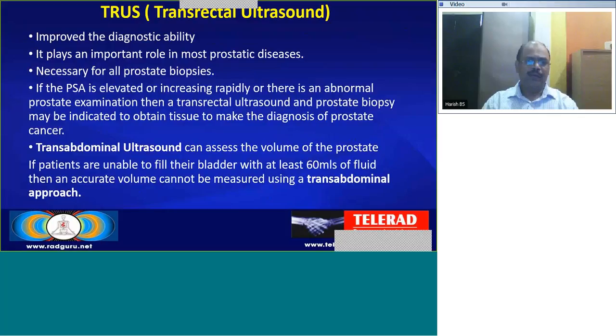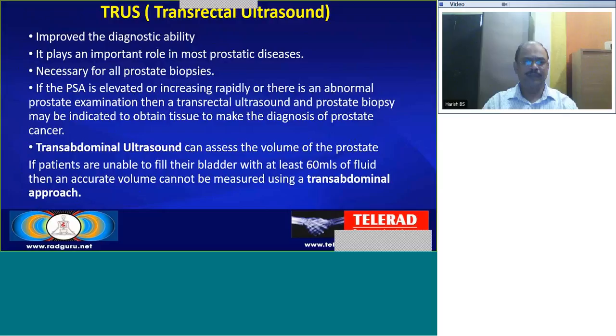Coming to the transrectal evaluation of the prostate, it basically improves the diagnostic ability compared to the transabdominal ultrasound, and it plays an important role in many prostatic diseases. It is necessary for prostatic biopsies. If the PSA levels are elevated or are increasing rapidly, or there is an abnormal prostate examination, then a transrectal examination and prostate biopsy is indicated to obtain tissue to make the diagnosis of prostate cancer.